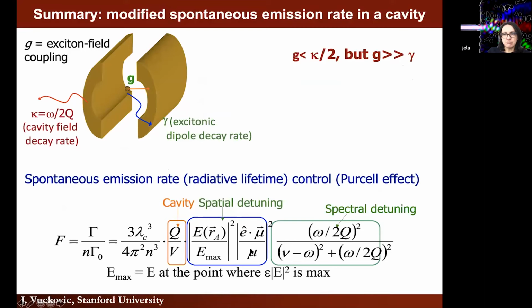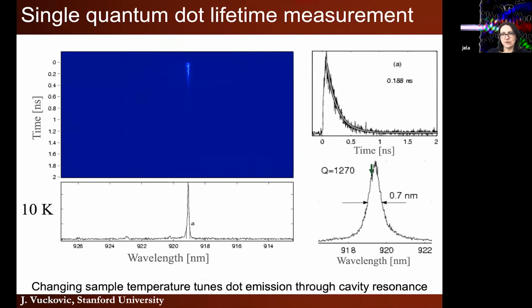Is this changing? This is not changing, right? Dipole orientation is not changing, position is not changing, prefactor is not changing, Q over V is still the same. The only thing that I'm changing is spectral detuning, which is basically scanning quantum dot across the density of optical states, which is Lorentzian. So if I plot Purcell factor or spontaneous emission rate, I should see Lorentzian. Do you agree? Right, so we should see a Lorentzian.